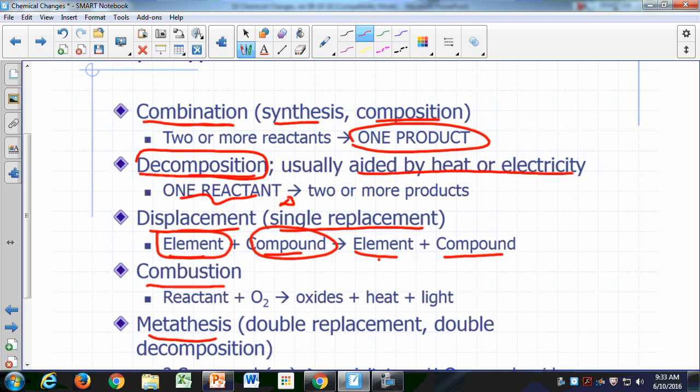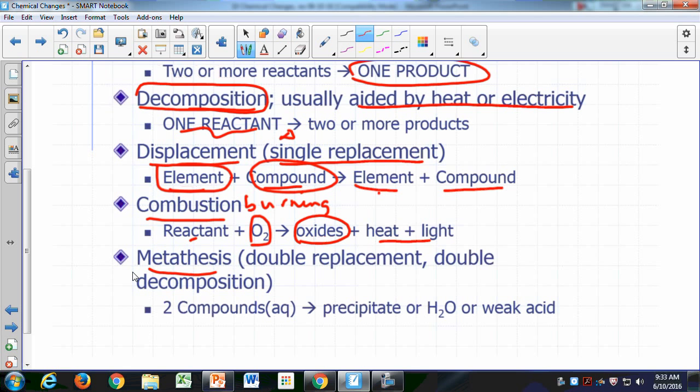Combustion reaction involves reactions with oxygen, O2, from the air. So this is basically a burning reaction. The products of burning are the oxides of the elements in your reactant, and of course you produce heat and light as well.